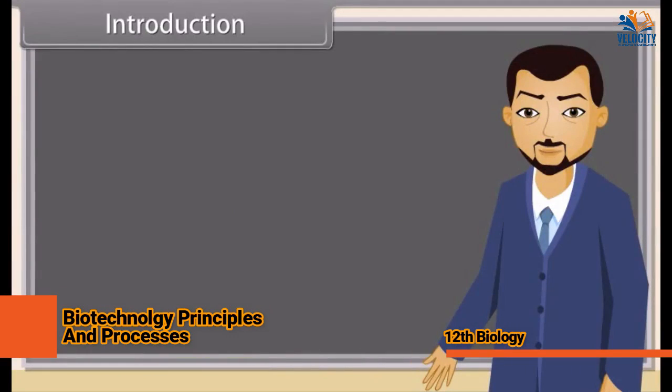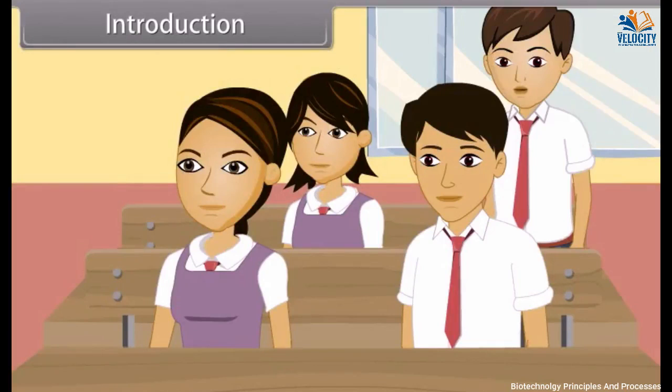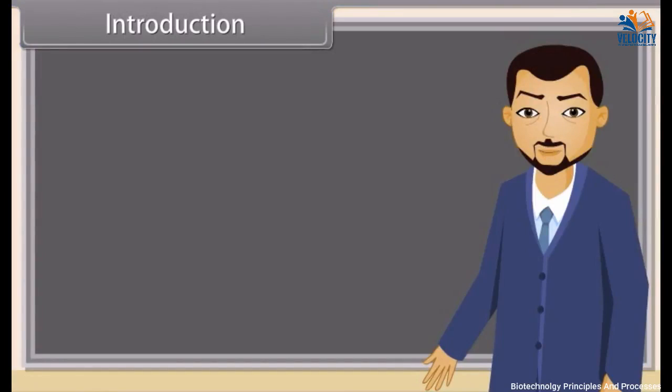Students, today we are going to learn biotechnology and its processes. First of all, define me the term biotechnology. Sir, it is a technology that is used to modify products and make them useful for human life. Very good, Ashish. And what are the processes that we deal in the biotechnology?